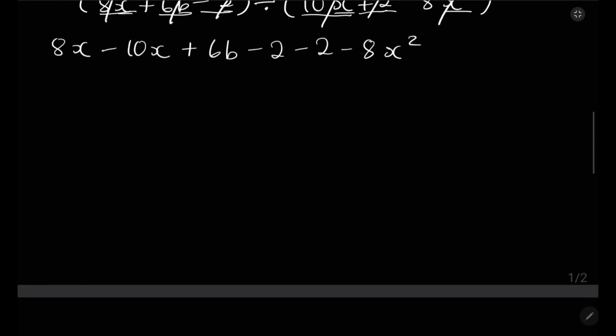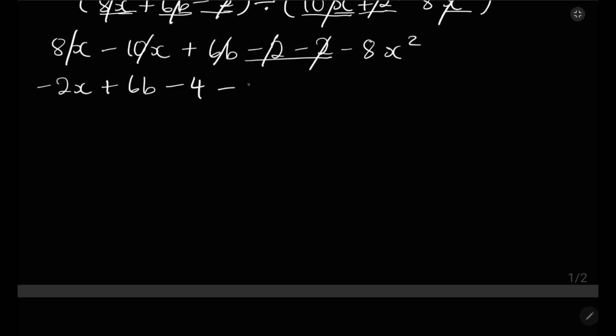Now let's add and subtract our like terms. In the first two terms, we have 8x minus 10x, which is 8 minus 10. Our answer is negative 2x. Plus 6b minus 2, so we just write plus 6b. We're done with this, that, and that. What do we have after? We have negative 2 minus 2. Those are like terms. Negative 2 minus 2 is negative 4. So you're done with this and that. What are you left with? Negative 8x to the power 2.